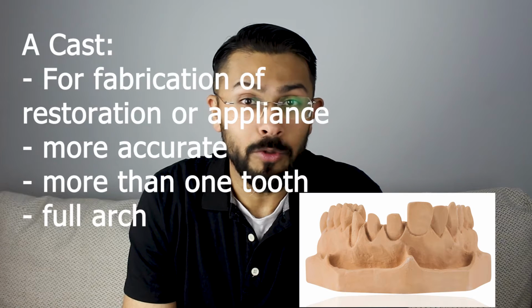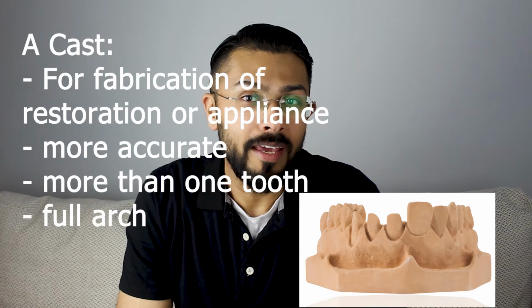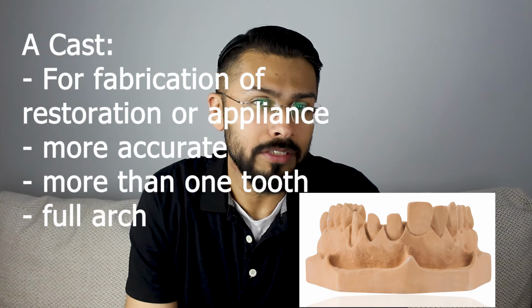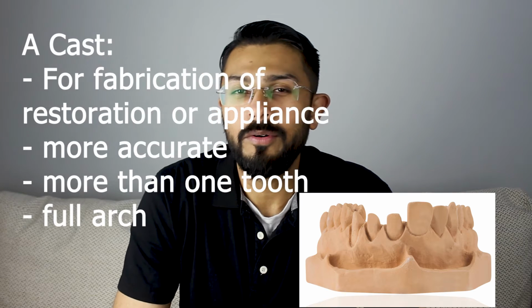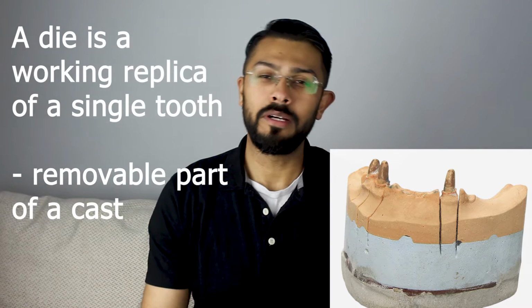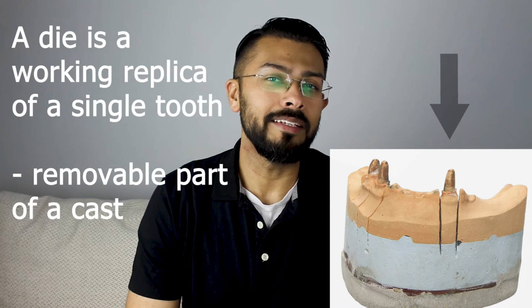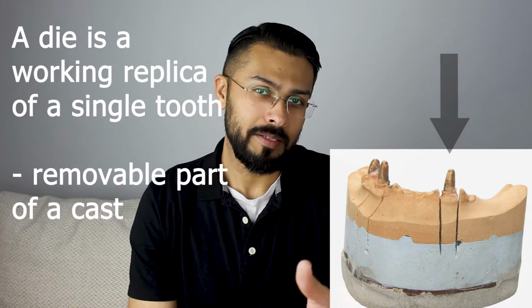A cast is more accurate than a study model and is a replica of more than one tooth, such as a quadrant or a full arch, and it may be partially or completely edentulous. A die is a working replica of a single tooth. Typically, it is a removable part of a cast. Since indirect dental restorations are fabricated on these cast or die replicas, it is essential that we as dental professionals carefully manipulate the gypsum product to ensure an accurate restoration.